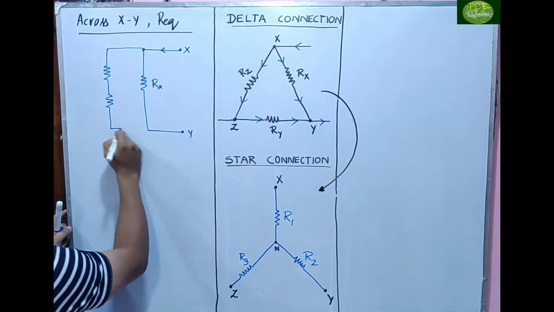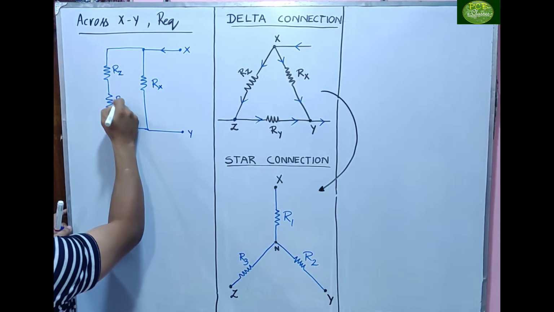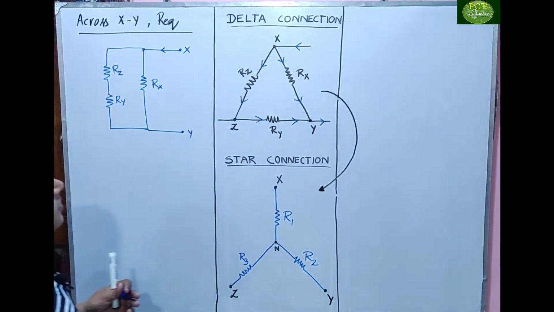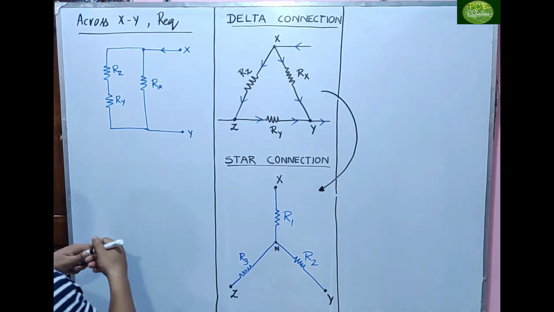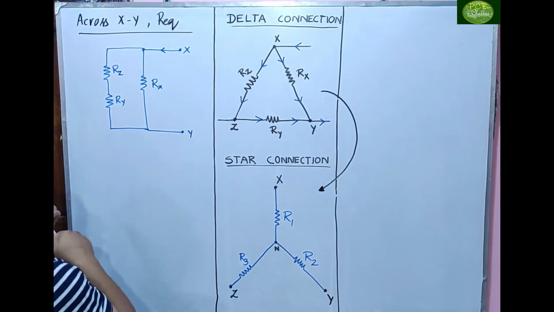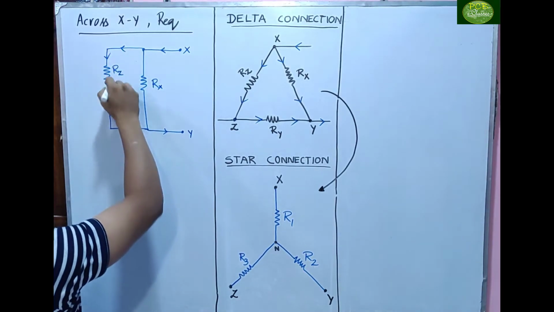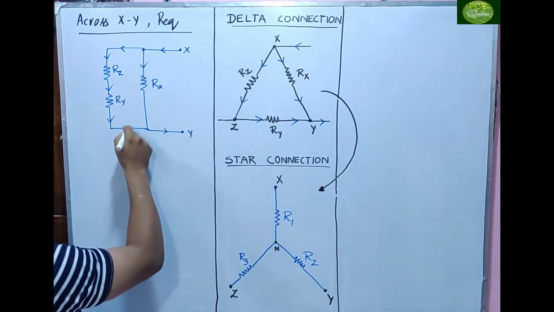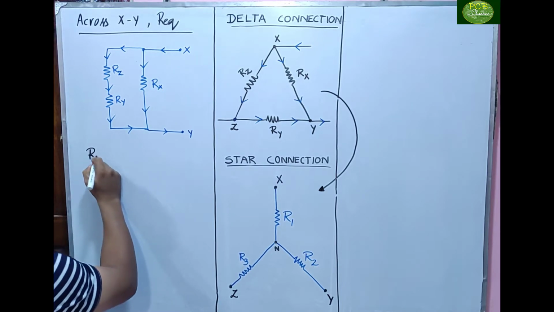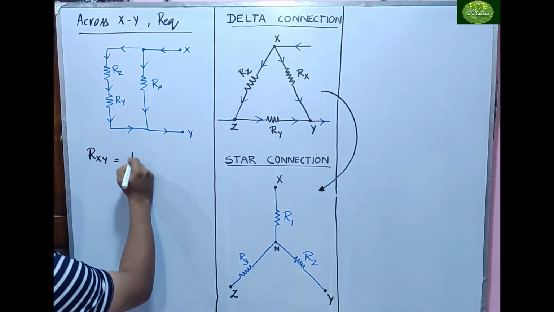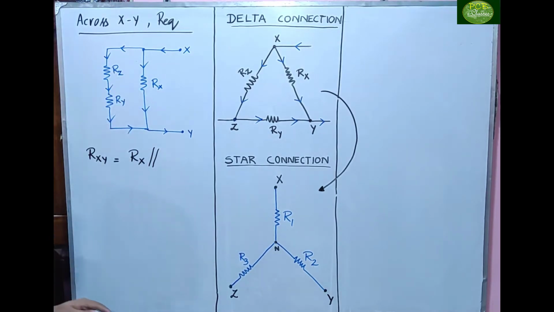So this will be in series. So this is RZ, this will be RY. Fine. This is the equivalent circuit diagram. So as per the equivalent circuit diagram, what will I be writing down for R equivalent? For R equivalent, what I'll write down? The R equivalent, that is RXY, will be written as RX parallel with RZ and RY in series.